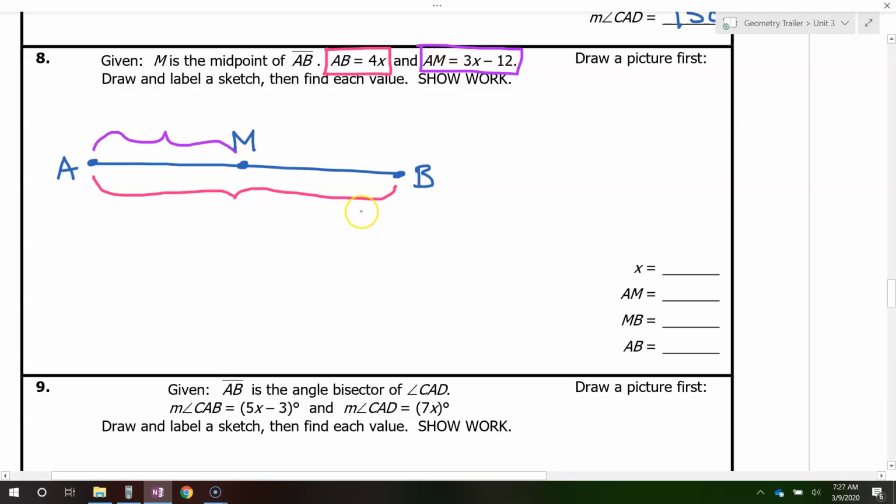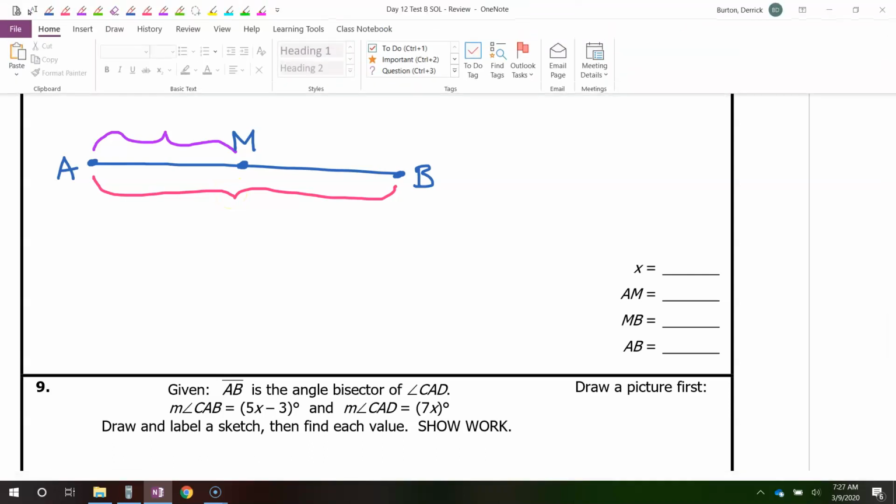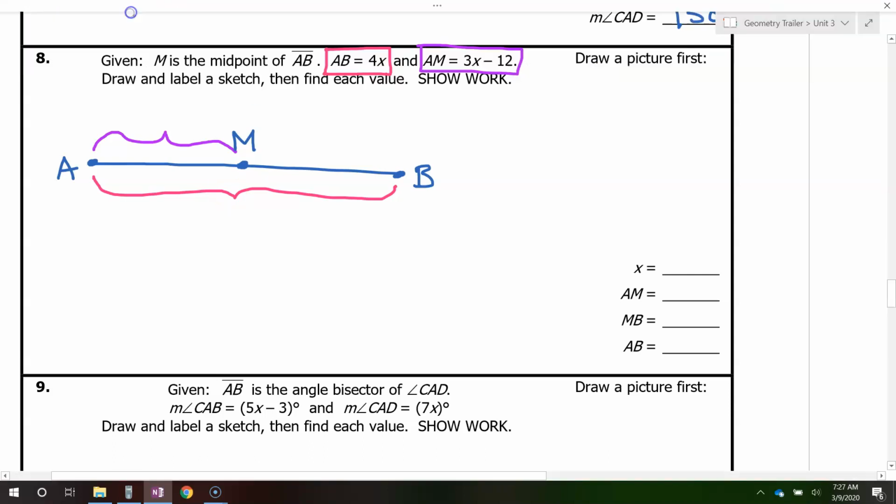So, do I have a half and a half, or do I have a half and a whole? Clearly I have a half and a whole in this case. So that's why I'm going to go 2 halves equals a whole. All right, I'm going to set it up like this. 2 halves equals a whole.